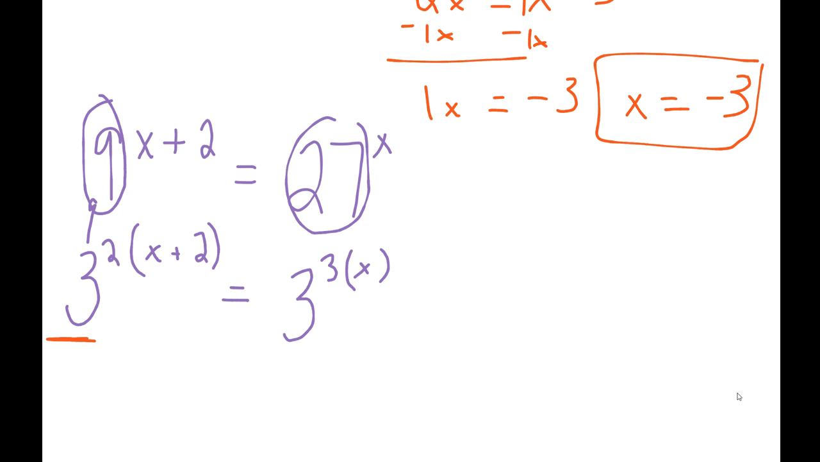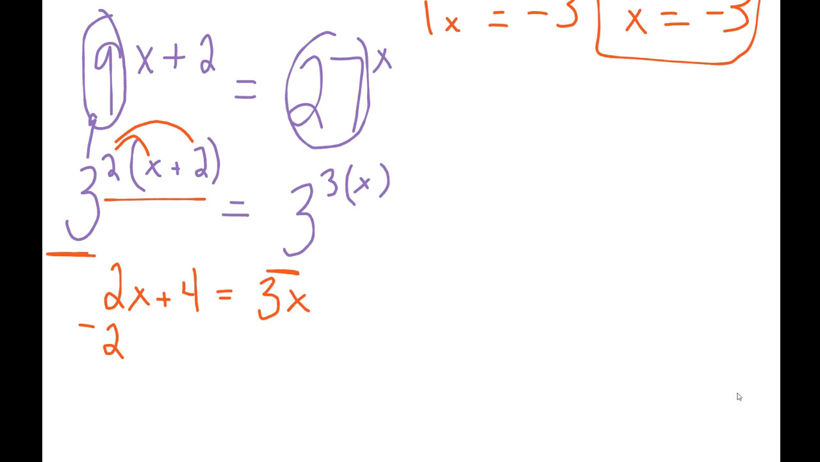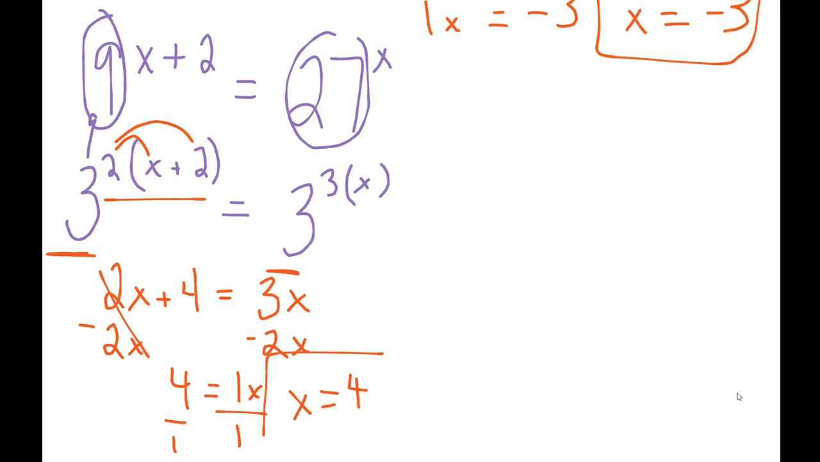So bases are the same, and now you do have to distribute this. Don't forget to distribute that, so you give it to all of it. So 2x plus 4 equals 3x. And then you could just keep solving. Minus 2x, minus 2x. Let's see, 4 equals 1x, divided by 1, divided by 1. x equals 4. A lot of this just takes some practice and knowing your powers. Get out a calculator and just start multiplying if you're unsure.